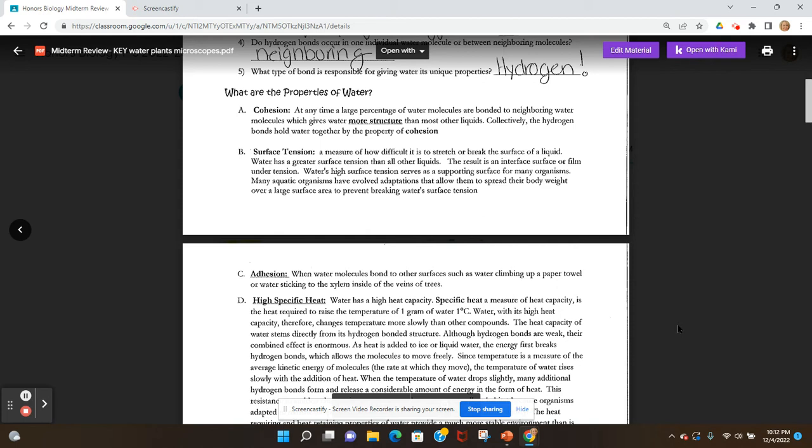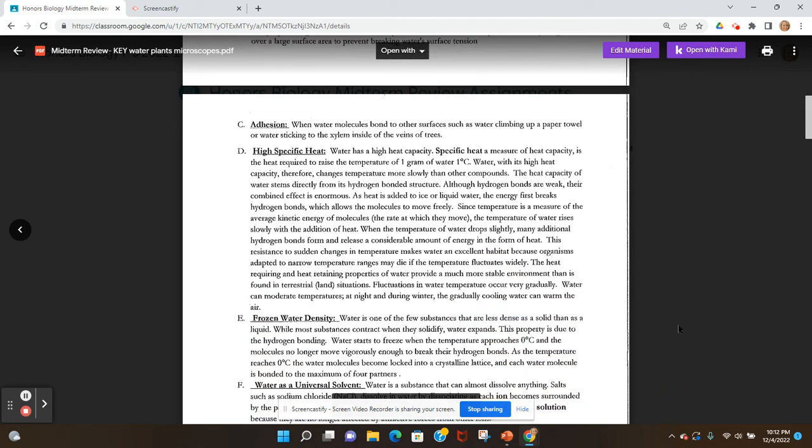Water's high surface tension serves as a supporting surface for many organisms. Many aquatic organisms have evolved adaptations that allow them to spread their body weight over a large surface area to prevent breaking water's surface tension. Adhesion. When water molecules bond to other surfaces, such as water climbing up a paper towel or water sticking to the xylem inside the veins of trees.